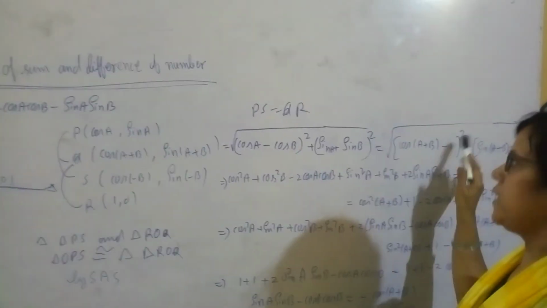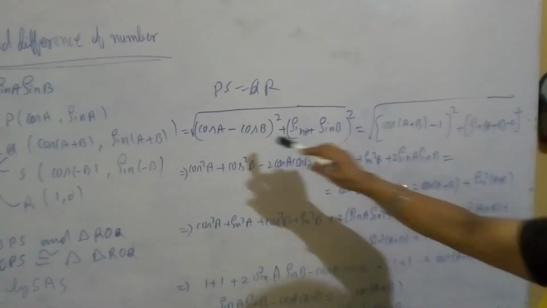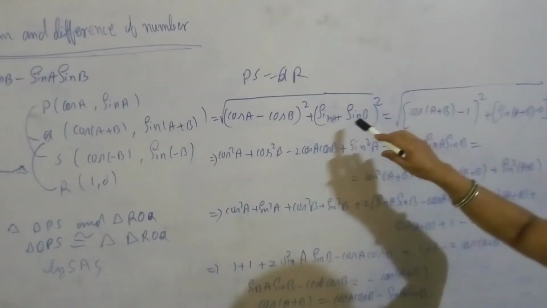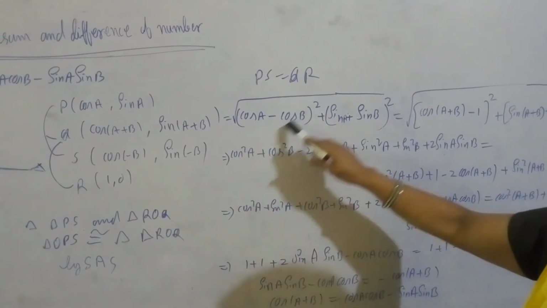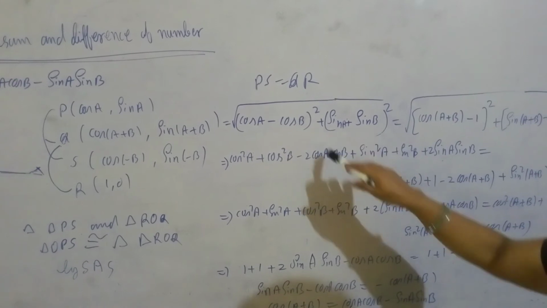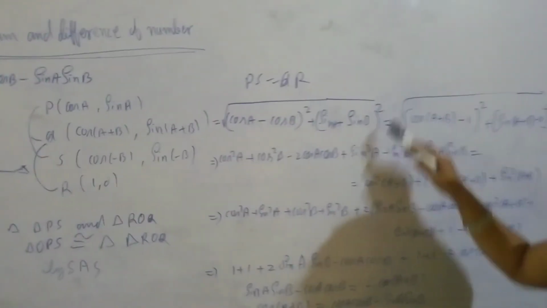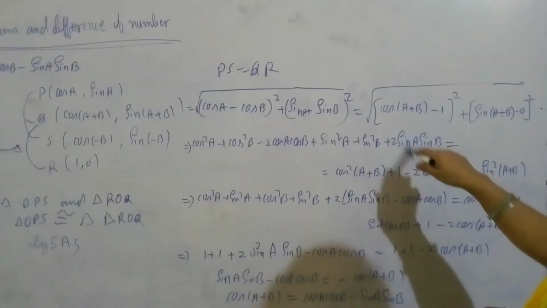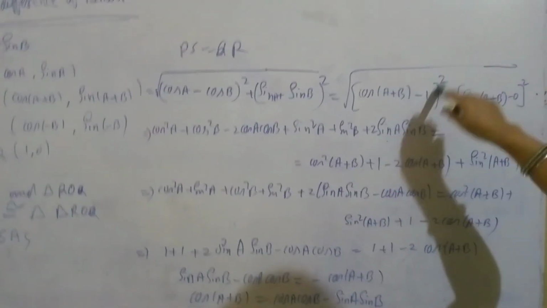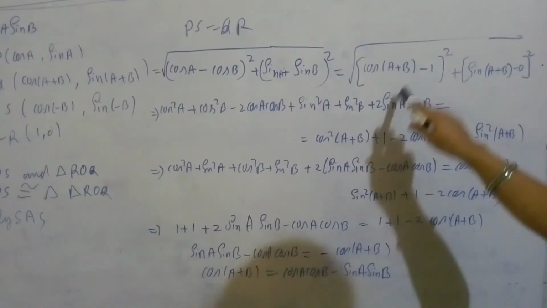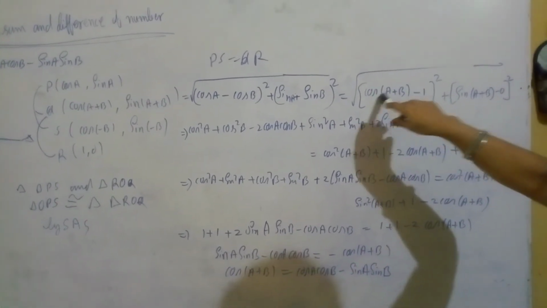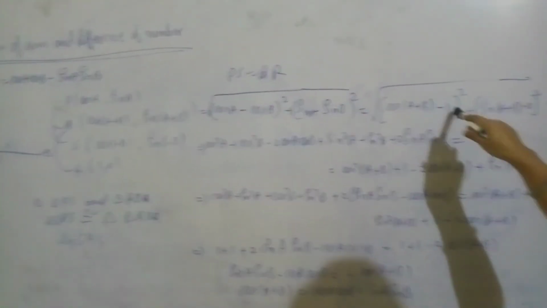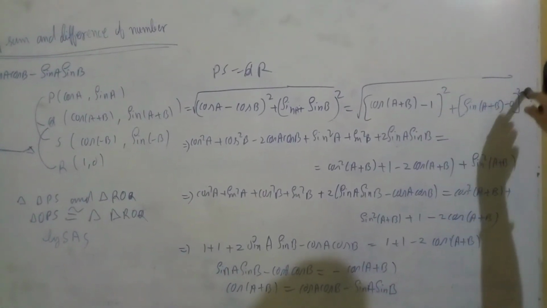Now squaring both sides, the square root will be removed. Now here we will use (A minus B) whole square and (A plus B) whole square. Here cos A minus cos B whole square is cos square A plus cos square B minus 2 cos A cos B. And sin A plus sin B whole square means sin square A plus sin square B plus twice sin A sin B. And here cos of A plus B minus 1 whole square means cos square of A plus B plus 1 minus 2 cos of A plus B into 1. And here sin square of A plus B.